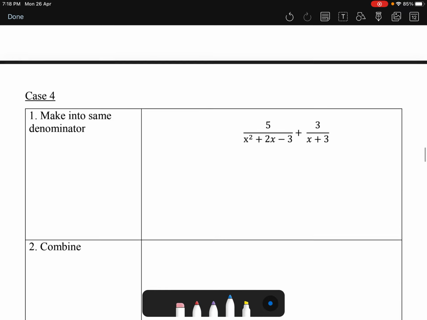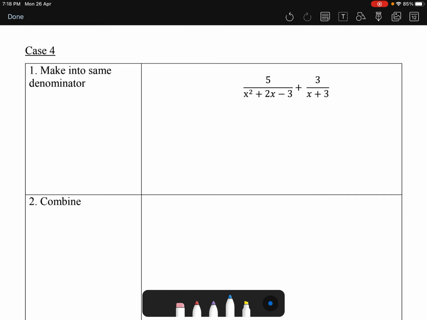So let's move on to case 4. If you take a look, you will be tempted to do your so-called case number 2, where you just multiply by each other's denominator. Actually, for this case, you don't need to. First of all, you look at the first term and the second term. For the first term, we can factorize the denominator. If you factorize correctly, you should get x plus 3, x minus 1. Then you put a 5 here.